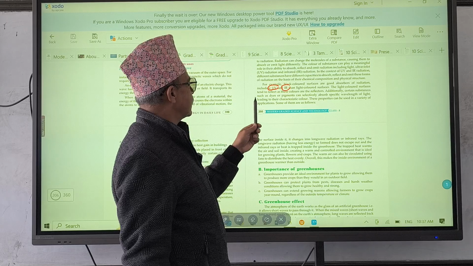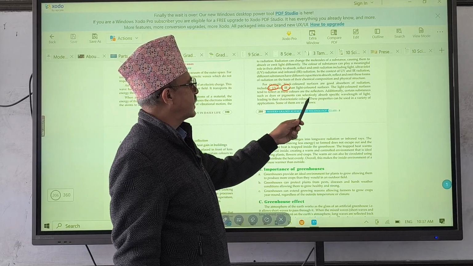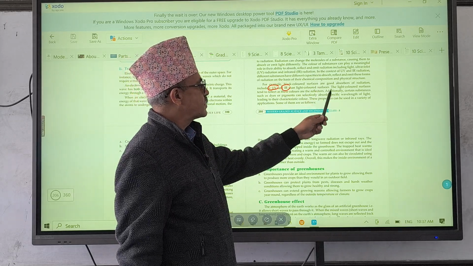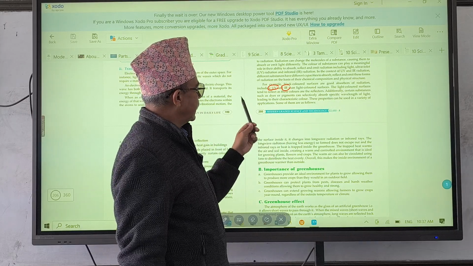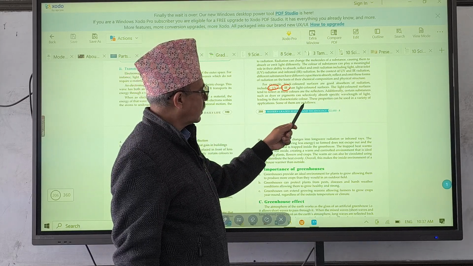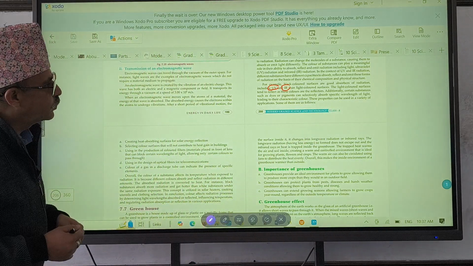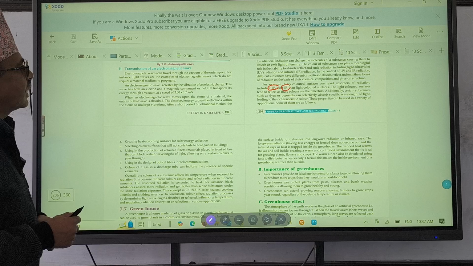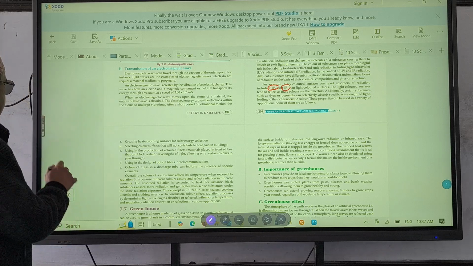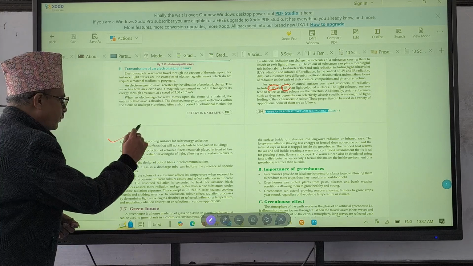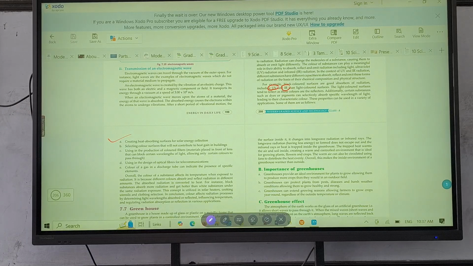certain substances such as dyes or pigments can selectively absorb specific wavelengths of light, leading to their characteristic color. And here, this property can be used in a variety of applications. How many applications are given here? What is the first one? Creating heat absorbing surfaces for solar energy collection.